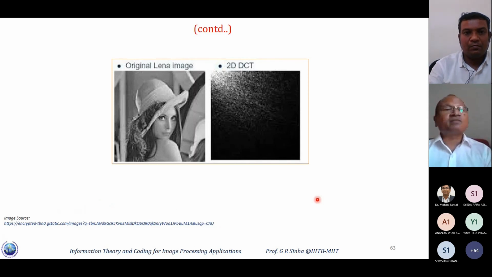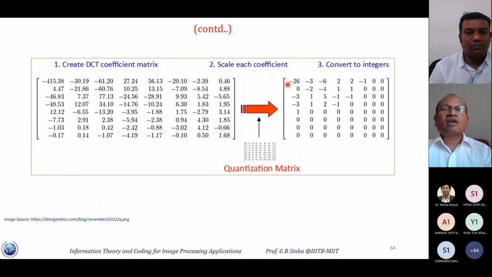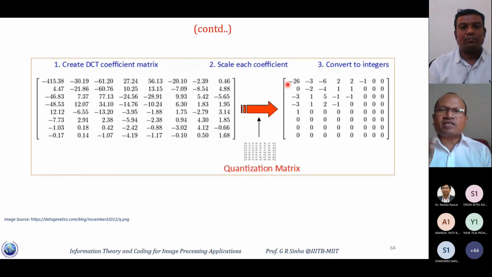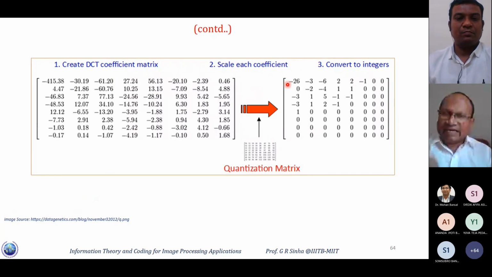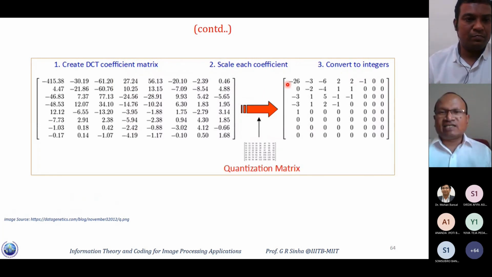So the example is the original Lena image and its 2D DCT. You see here in the DCT, the advantage of the transform domain is that the intelligence of the image is hidden. You don't understand what the output is in DCT or DFT. But when you work in the spatial domain, you will always know what the result is in the intermediate stages.